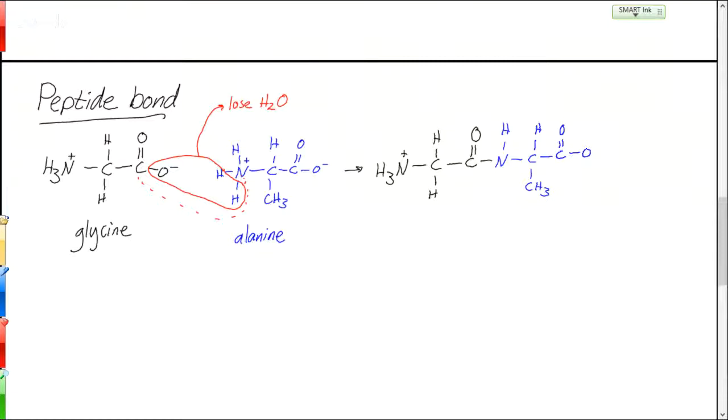It still has a positive amine side on the left, still has a negative carboxylate side on the right, but now it has this new connection in the middle, and then water is the byproduct. So this new connection here is called a peptide bond. And we also know it as something else. What's the other name for that functional group?